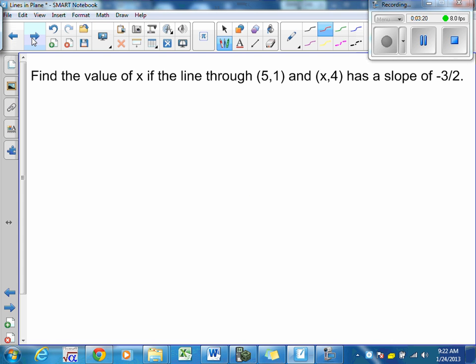Now, one way we can make sure we really understand this is to look at the formula. And so it says, find the value of x if the line through (5, 1) and (x, 4) has a slope of -3/2. Well, let's look at our slope formula. y1 minus y2, either way, and then x minus 5.